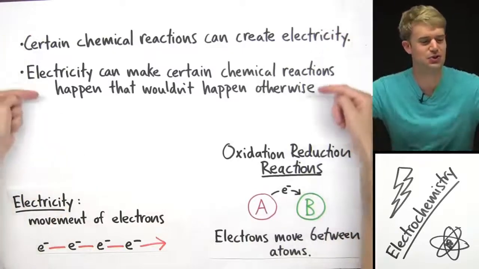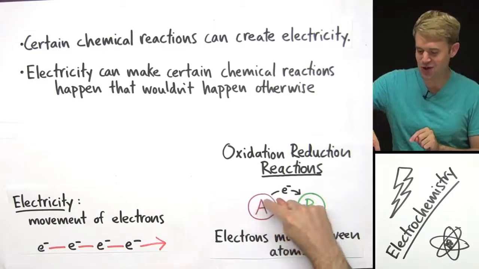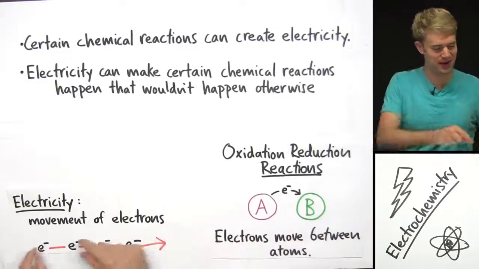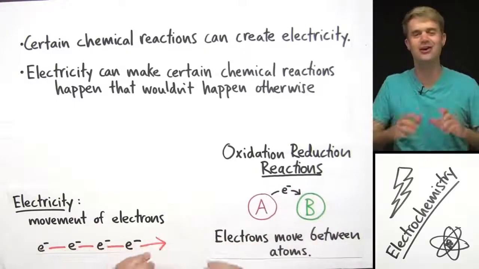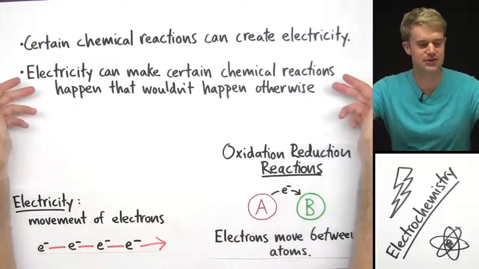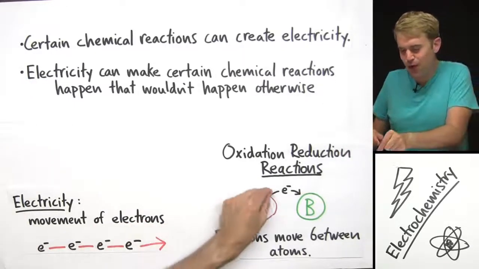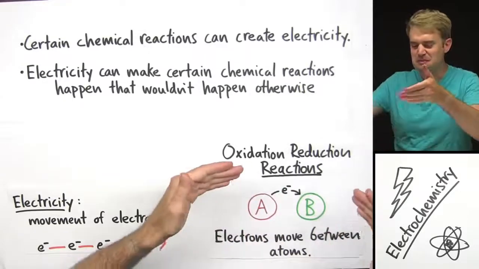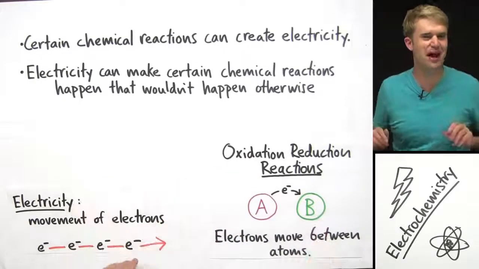Okay, so here's how these two scenarios come into play. We can use electrons moving between atoms in an oxidation-reduction reaction to make electricity. The electrons are moving, so there's our electricity. And then for this situation, we can use electricity to force electrons to move between atoms to make oxidation-reduction reactions happen. Let's look at how that would work.